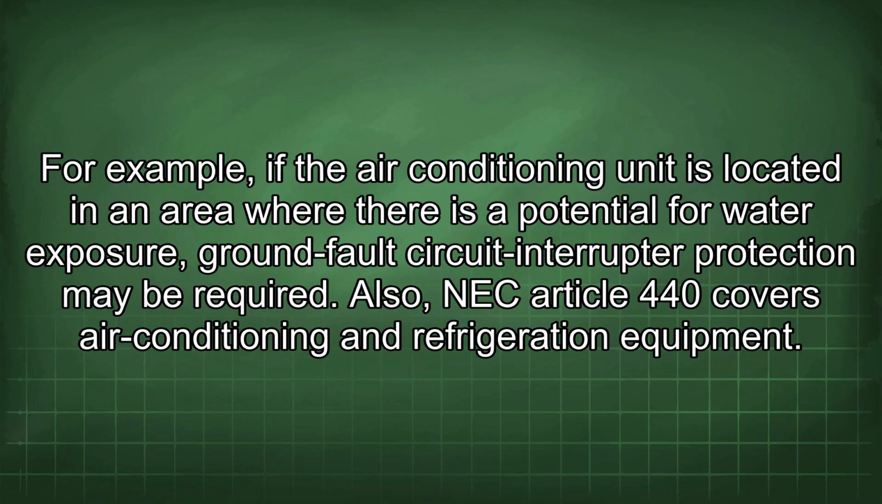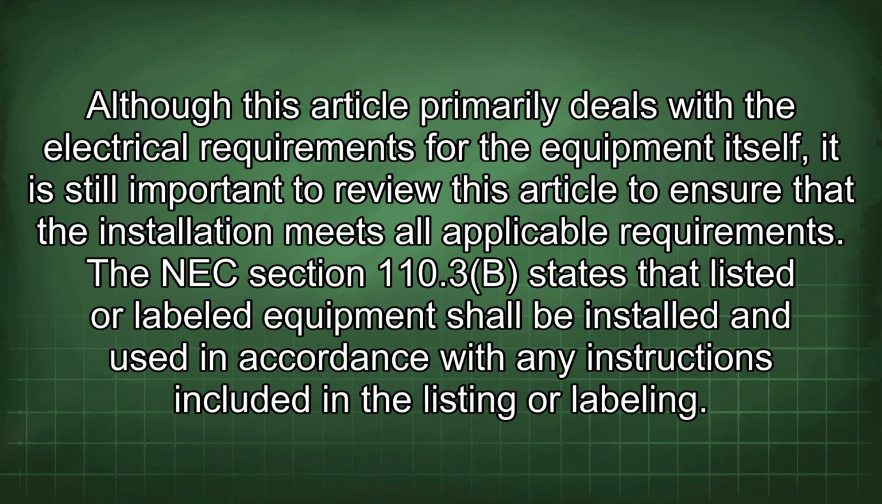Also, NEC Article 440 covers air conditioning and refrigeration equipment. Although this article primarily deals with the electrical requirements for the equipment itself, it is still important to review this article to ensure that the installation meets all applicable requirements. The NEC Section 110.3(B) states that listed or labeled equipment shall be installed and used in accordance with any instructions included in the listing or labeling.